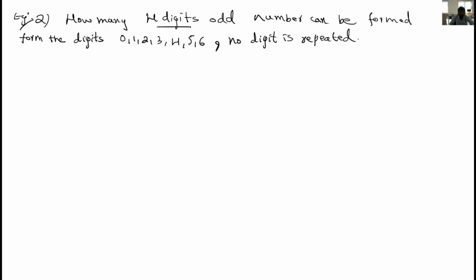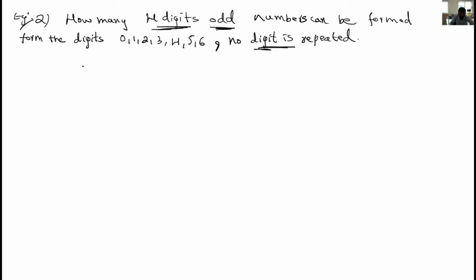The next question is similar to the previous question. How many 4-digit odd numbers can be formed from the digits 0, 1, 2, 3, 4, 5, 6? No digit is repeated. Question is clear, right? See, 4-digit odd number you need to form. Numbers 0, 1, 2, 3, 4, 5, 6 are given. That means here 7 numbers are given. Condition is no digit is repeated. Okay, repetition is not allowed.